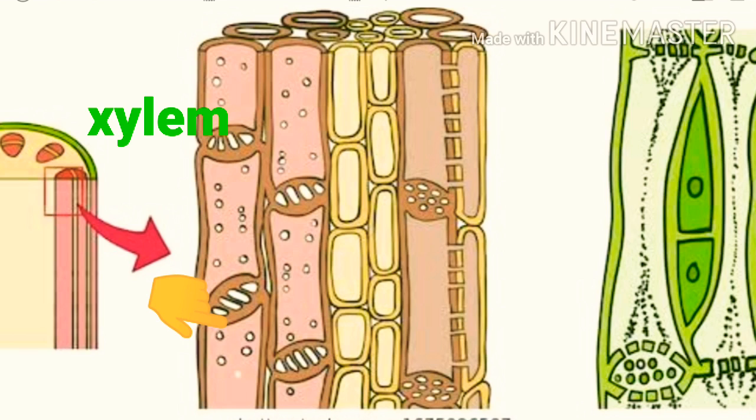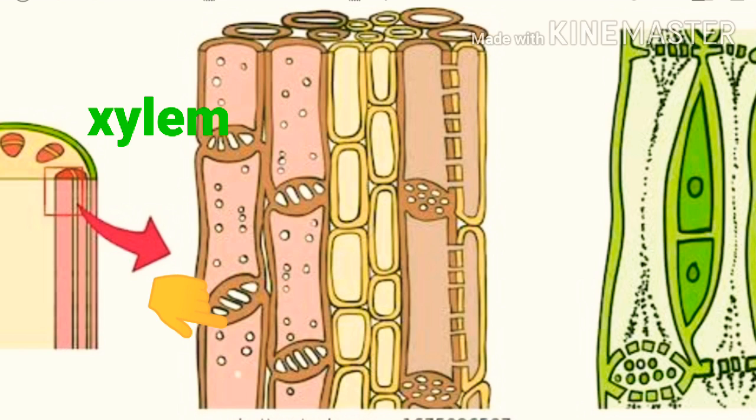That xylem basically transports water to the leaf. And the movement of water is unidirectional. That means water from the lower surface comes to the upper surface, from downwards to upwards. So unidirectional movement of water is there.